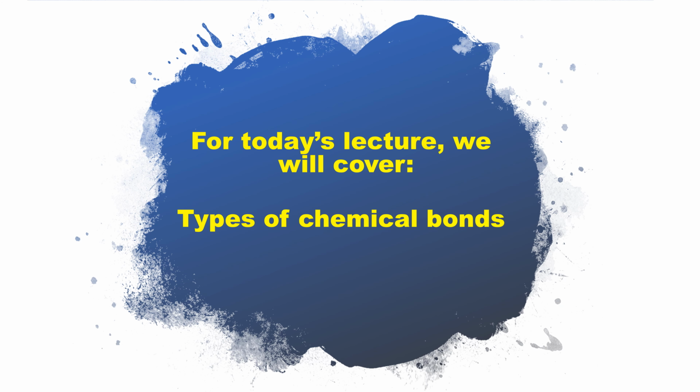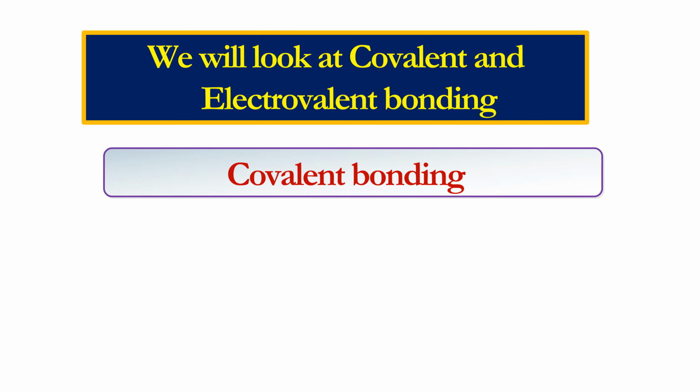For today's lecture, we will cover types of chemical bonds. So we will look at covalent and electrovalent bonding. So we start with covalent bonding.